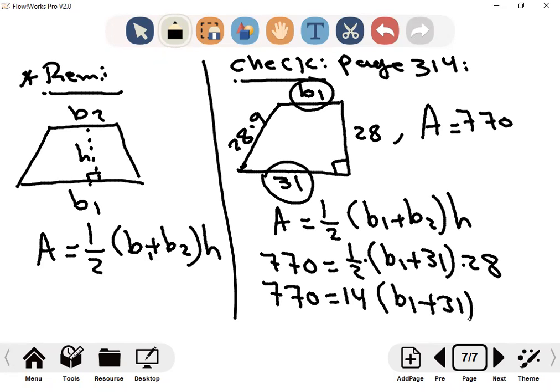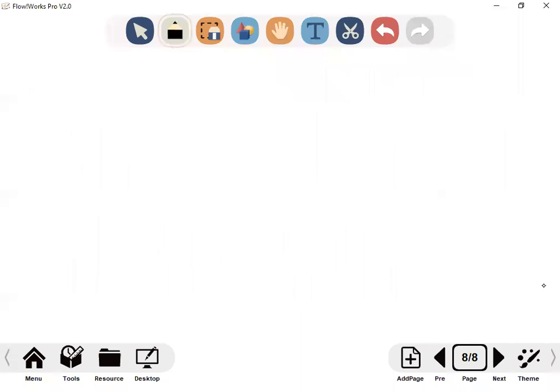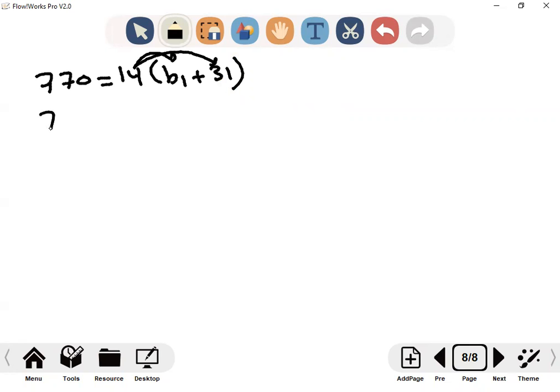Understood? Okay. Now, we did this in this lesson. Distribute the 14 to find B1. Let's do it on the next page. So memorize this equation: 770 equals 14 multiplied by B1 plus 31, right? Now distribute, normally, like we worked before.